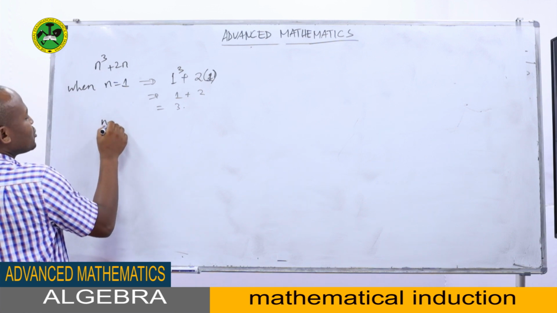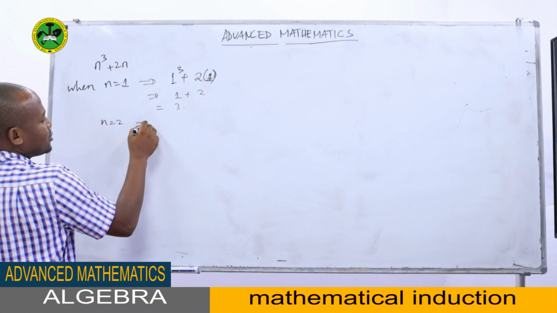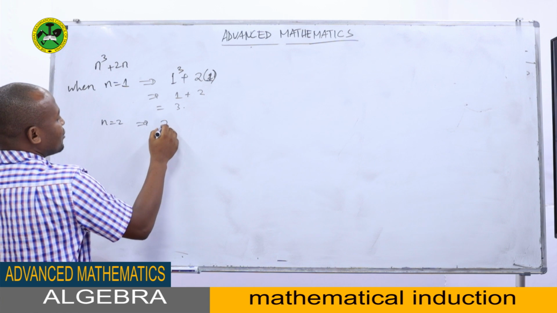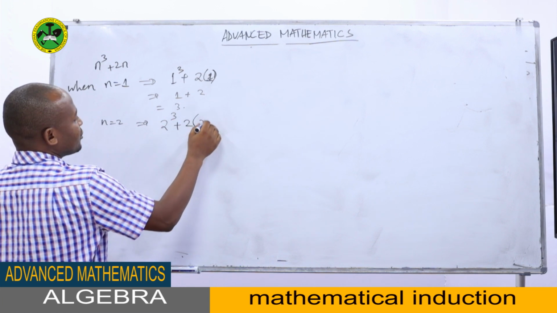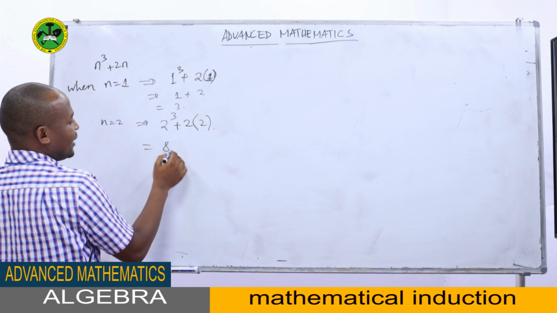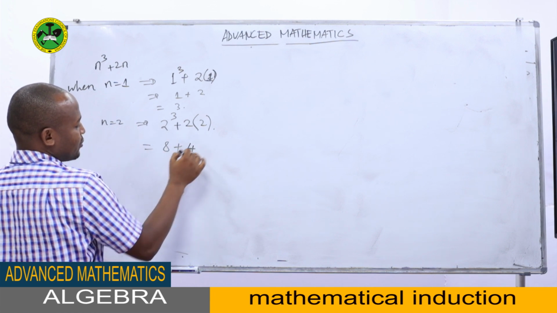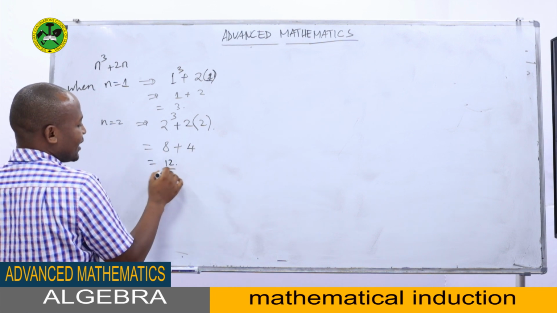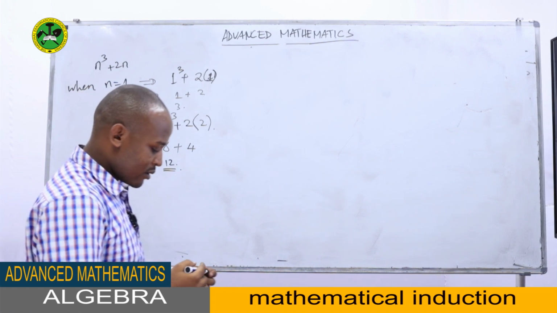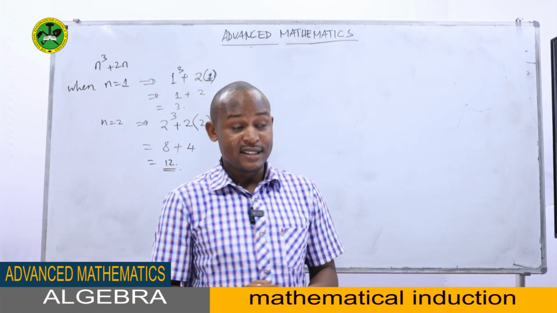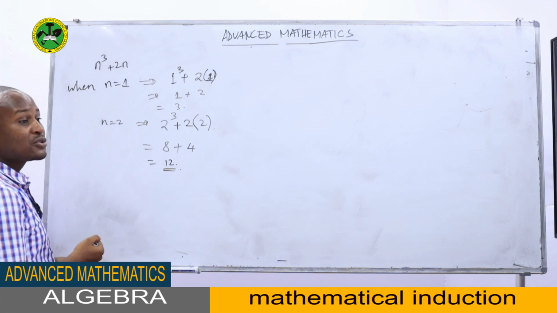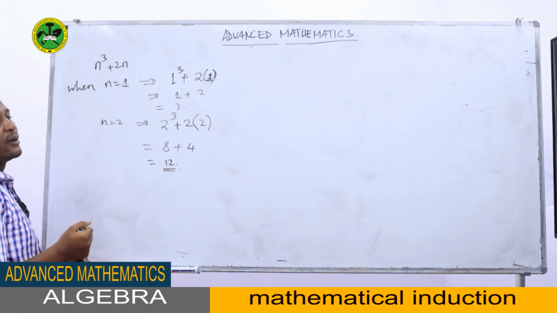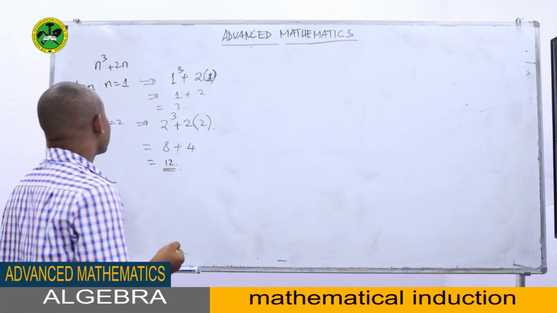Now when n is equal to 2, will it hold true? Let's check. We have 2 raised to 3 plus 2 times 2, and then we have 8 plus 4 is equal to 12. Is 12 divisible by 3? Yes, it is divisible by 3. That means these first few steps have shown to be true. Now we can go on proving this by the principles of mathematical induction.